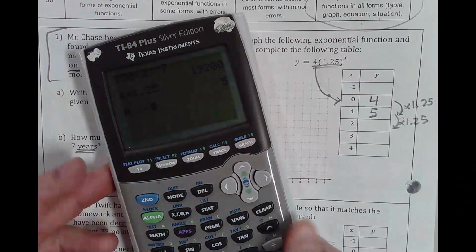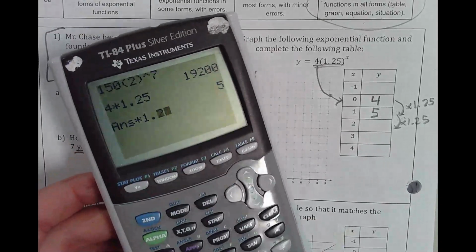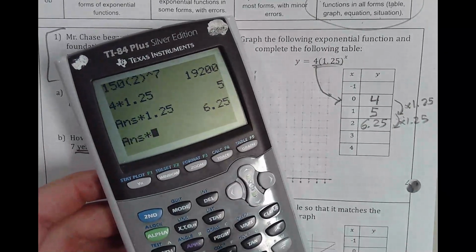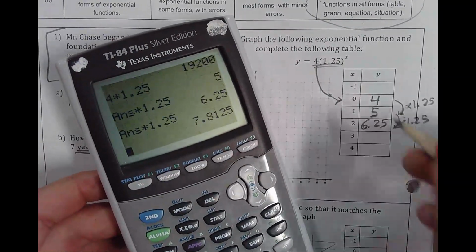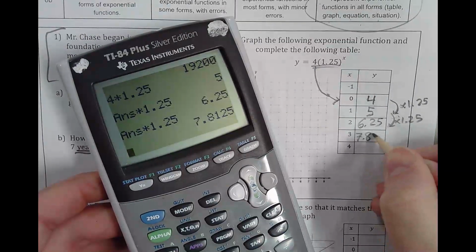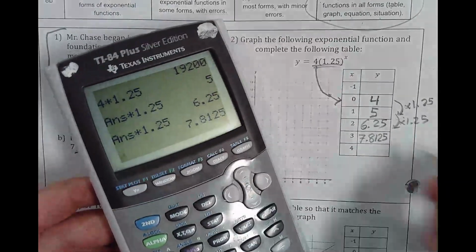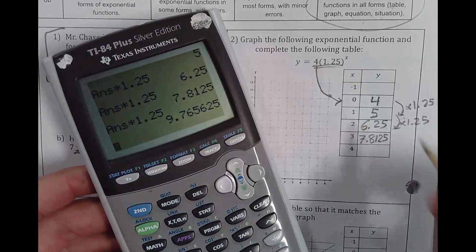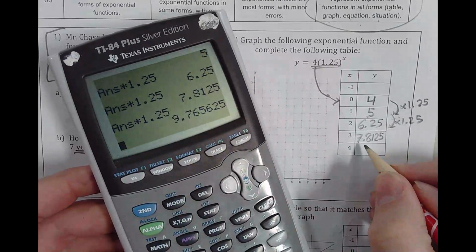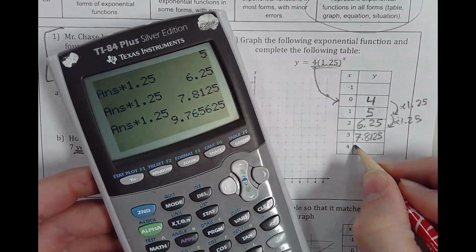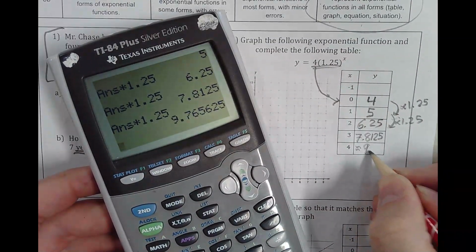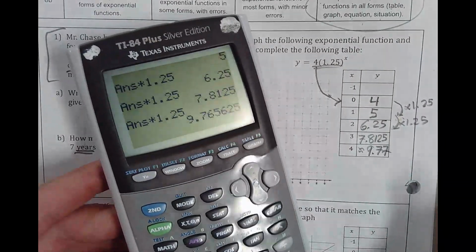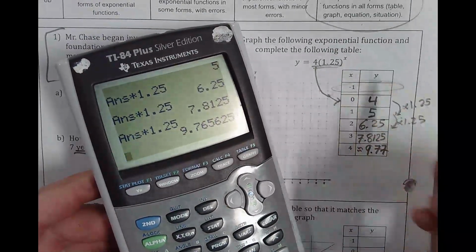5 times 1.25 gives me my next number. That number times 1.25 gives me this number. And just write it down until it fits in my table. That number times 1.25 is going to be this number. This number, let's go ahead and round that to a couple decimal places. Let's just say approximately 9.77 to round it.